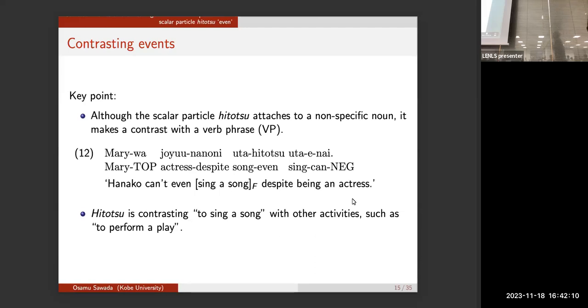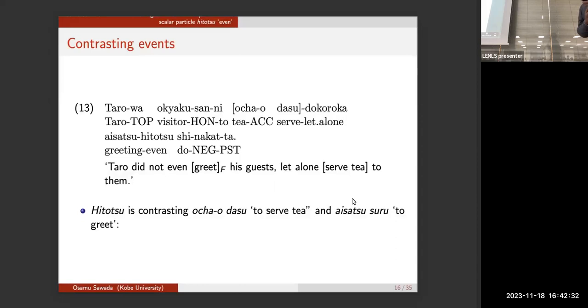So for example, in the case of 12, Mary wa joyu na no ni uta hitotsu utaenai. Mary cannot even sing a song despite being an actress. So here, hitotsu is contrasting singing a song with other activities such as performing in a play. And similarly, the case of 13 is more clear. Taro wa okyakusan ni ocha wo dasu dokoro ka aisatsu hitotsu shinakatta. Taro didn't even greet his guests, let alone serve them tea. So here, there is a contrast between serving tea and greeting.